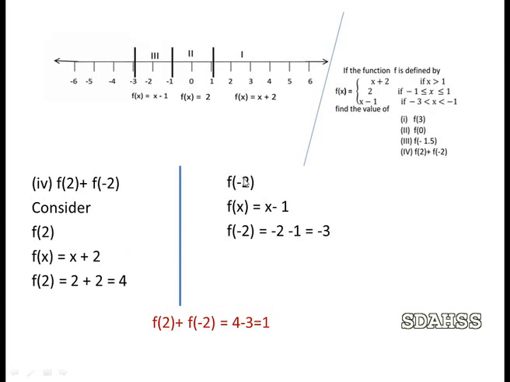F of minus 2. Minus 2 is located in the third interval. Its function is f of x is equal to x minus 1. Now substitute x is equal to minus 2. So f of minus 2 is equal to minus 2 minus 1, which is equal to minus 3. Now add f of 2 and f of minus 2, which is equal to 4 minus 3, equal to 1.